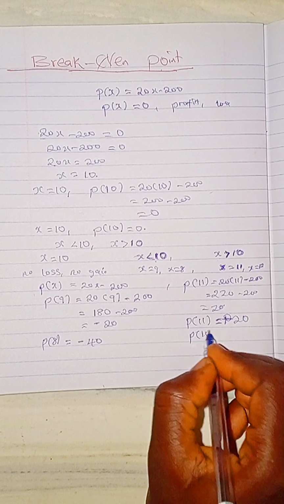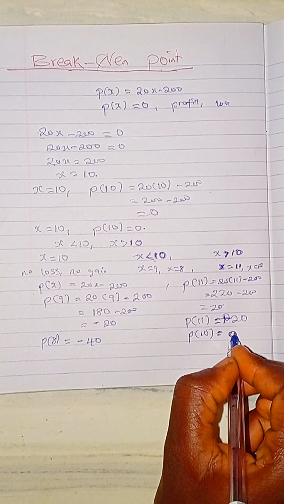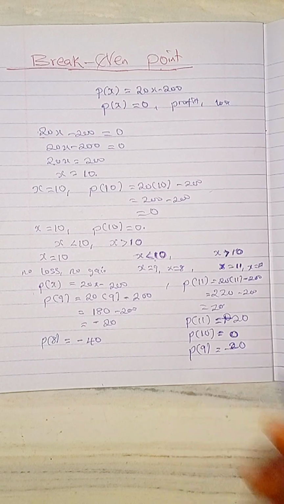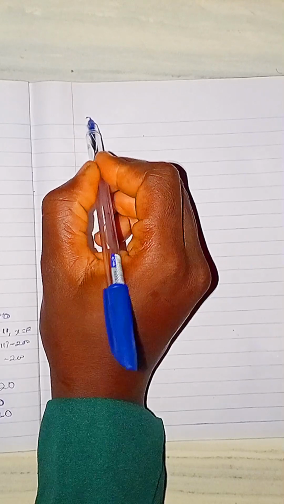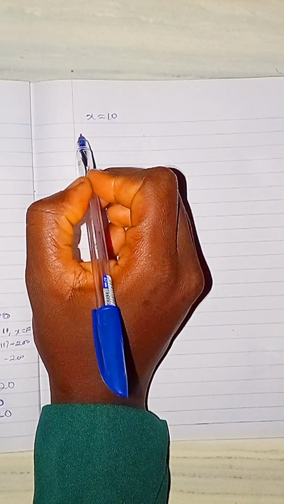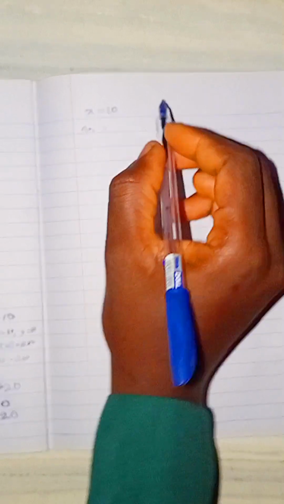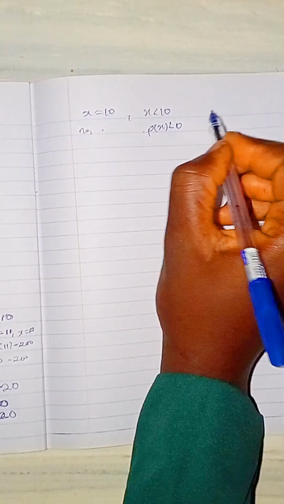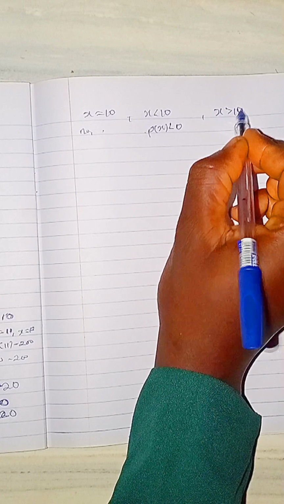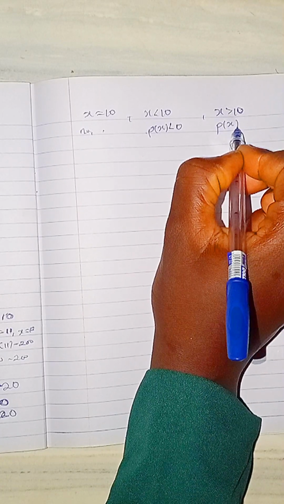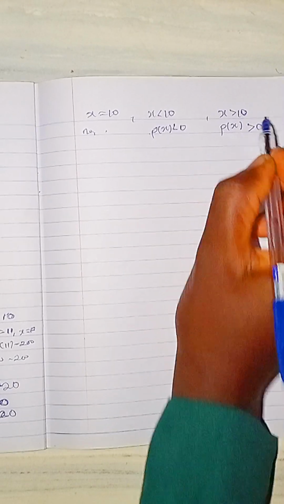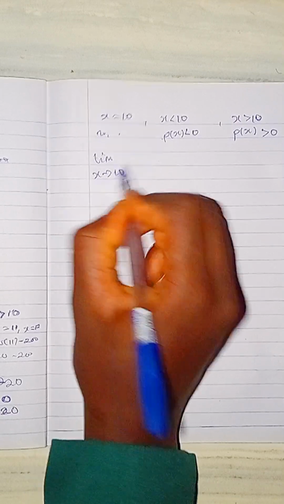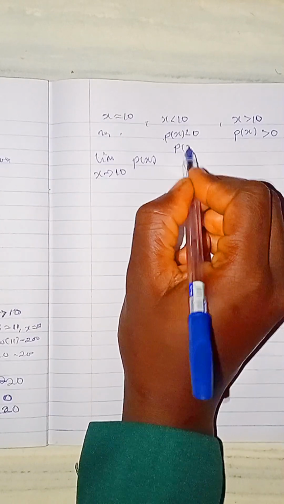If the man sells 10, he does not gain, he does not lose. When the man sells less than 10, he will lose money. In mathematics, when the man sells exactly 10, no loss, no gain. When the man sells less than 10, P of x is less than 0. When the man sells more than 10, the profit function is bigger than 0.